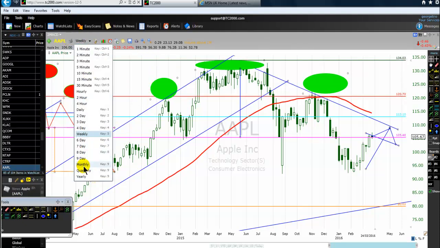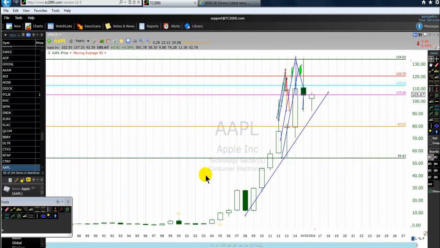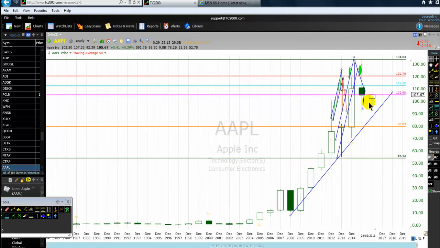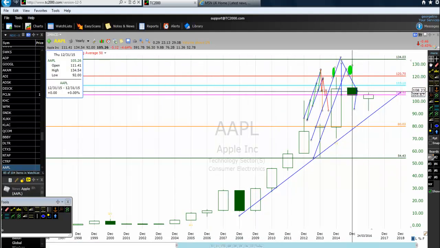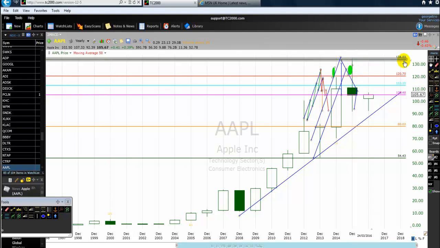So let's go to the yearly chart and see whether we are at a key level. So remember the red line and this one. The high of 2015 is 134.54. Is it a key level? Yes, it's a key level for 2015. This is where we are seeing the head and shoulder being formed. The head and shoulder pattern is being formed at the high of last year.